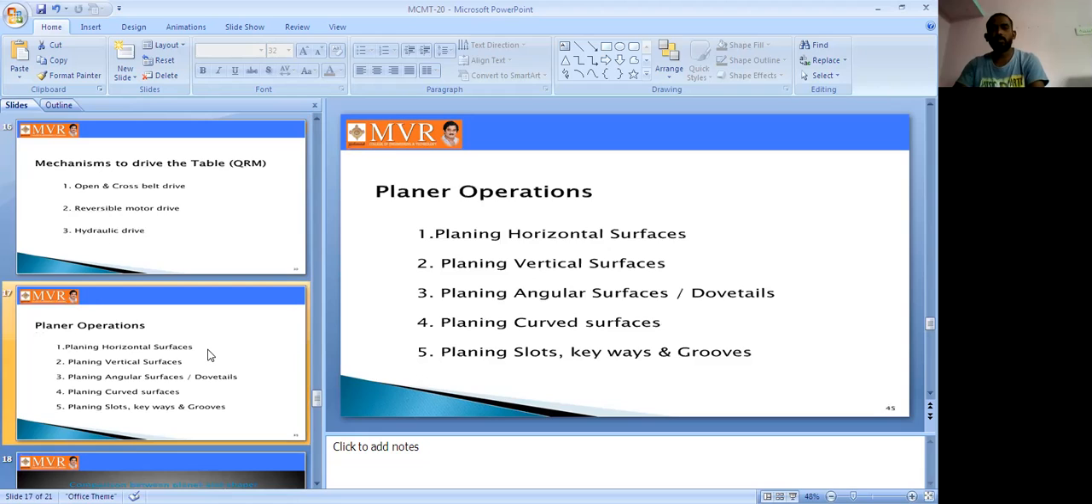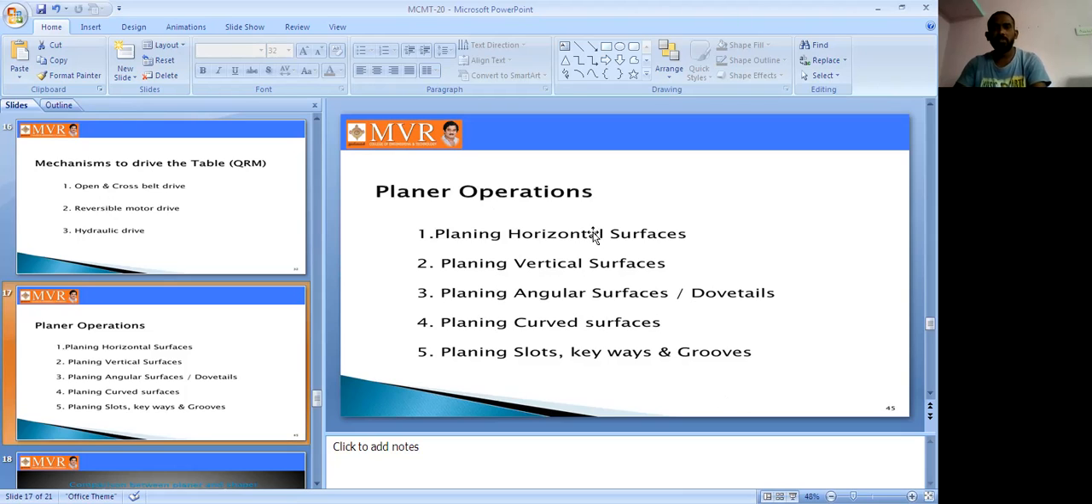Next one is planer operations. By using the planing machine, what kind of surfaces and parts do we want to produce? First of all, we produce horizontal surfaces, and next vertical surfaces also. The planing machine produces horizontal surfaces, vertical surfaces, angular surfaces, and dovetails also. Next, curved surfaces also. Next, slots, keyways, and grooves also.